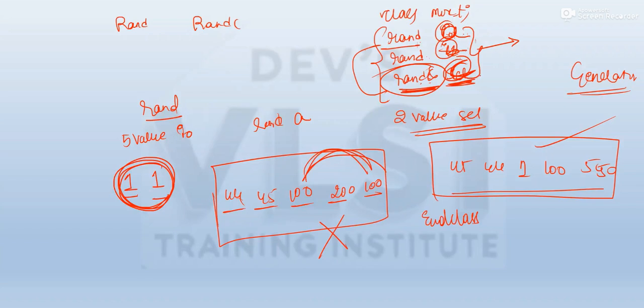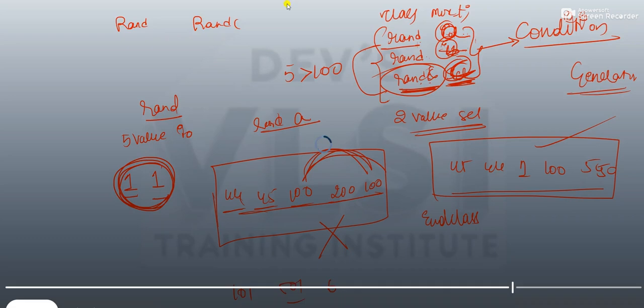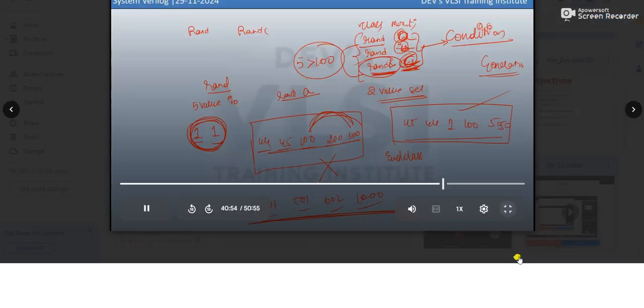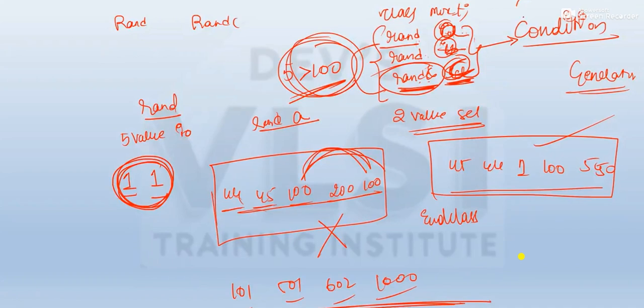And upon this, if I want to add any conditions for this randomization process, for example, for a I want to generate 5 values, but those 5 values should be greater than 100. Any value, but it should be greater than 100: 101, 501, 1000, something like this. Whatever random values are generated, those values should be greater than 100. So this is one of the conditions that I'm implementing, correct? These types of conditions are called constraints.